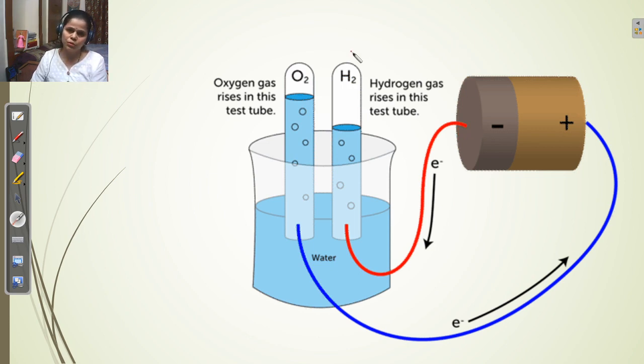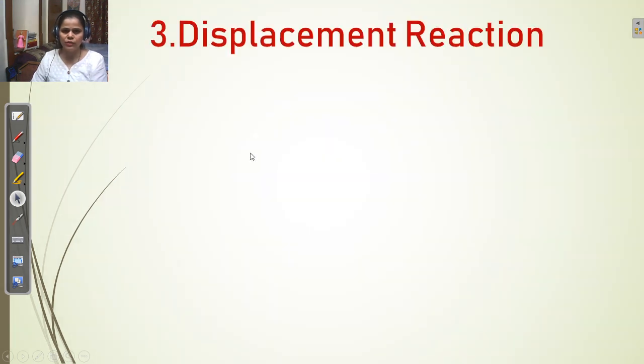Okay, so this process is the electrolysis of water. The next type of reaction is a displacement reaction. Displacement means that the more reactive atom displaces the less reactive one. Let's see the definition.